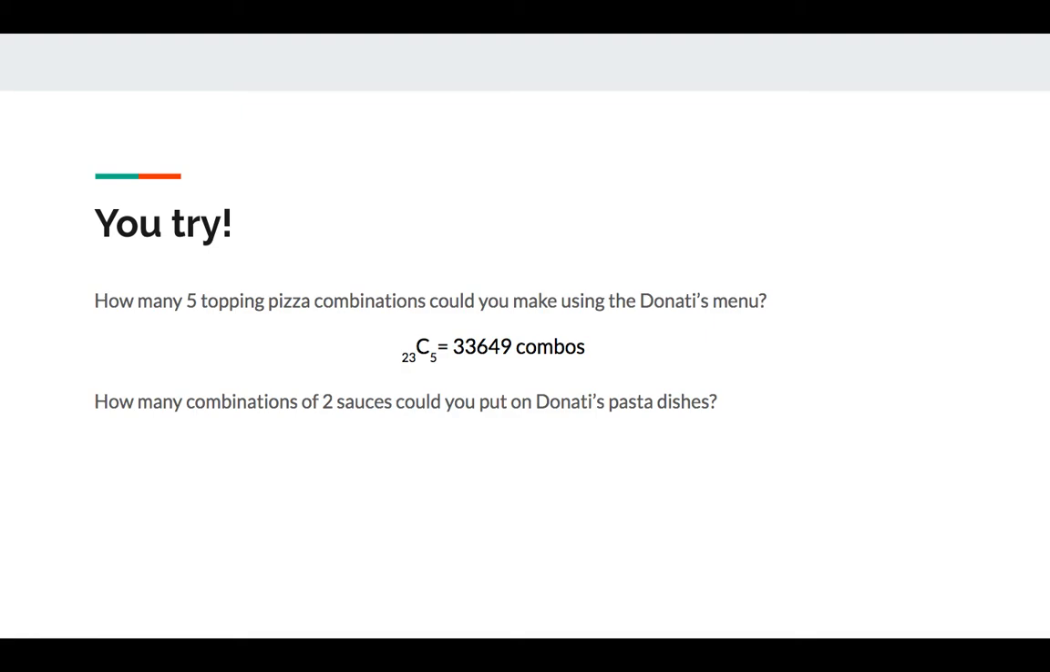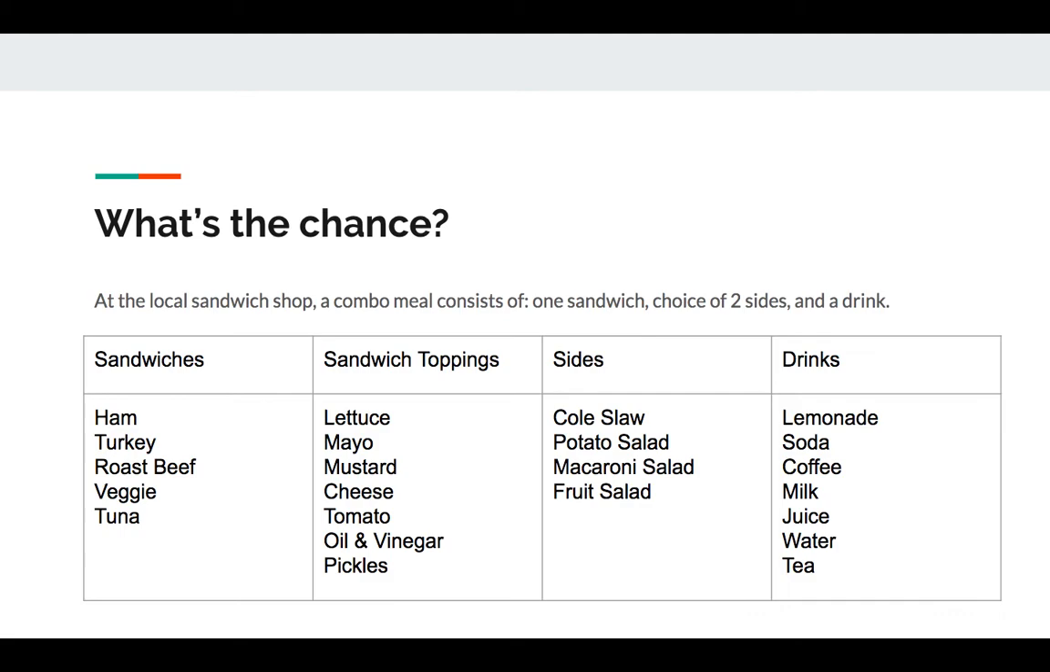So 33,649 different pizzas that would have 5 toppings on it. With the sauces, I counted 7 different sauces. And when you take them 2 at a time, that's 21 flavor combinations. Gross. All right, let's go to some probability.